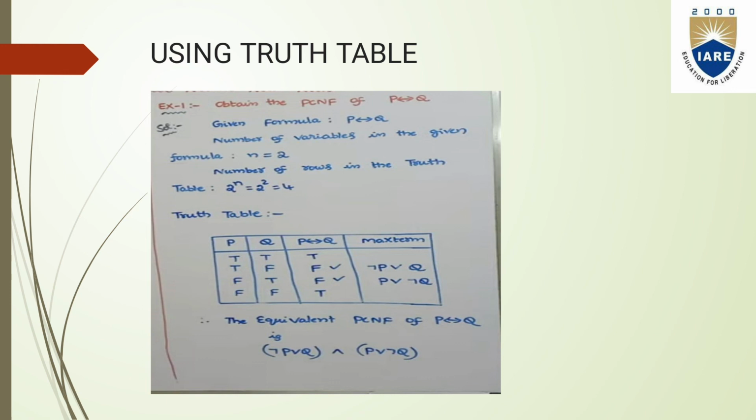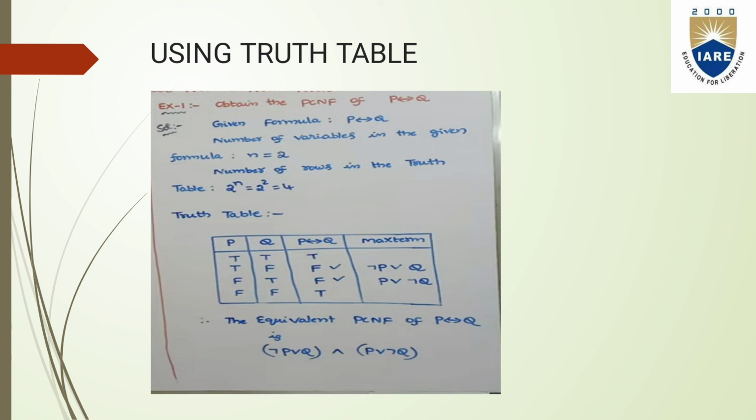If you see in the table, the first column is P, the second column is Q, the third column is P biconditional Q, and the fourth column is max terms. If P is true and Q is true, P biconditional Q is true. If P is true and Q is false, P biconditional Q is false. If P is false and Q is true, then P biconditional Q is false. If P is false and Q is false, P biconditional Q is true. So in PCNF, we are only going to consider false values. That is, when P biconditional Q is false, only those conditions are to be considered and those max terms are to be written. So the second and third conditions are to be considered.